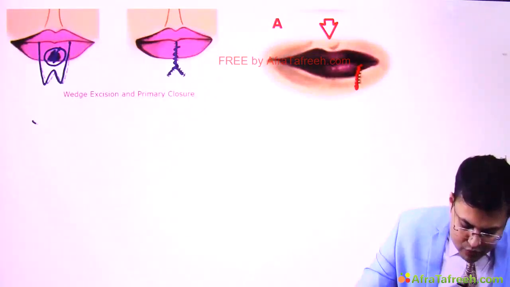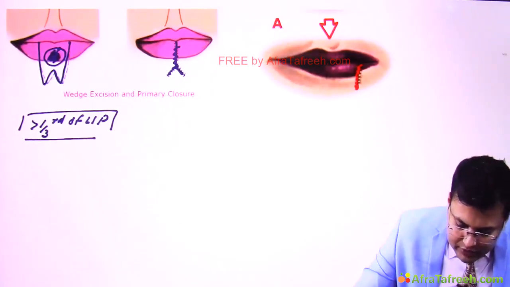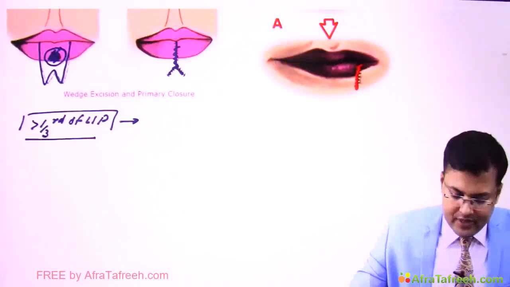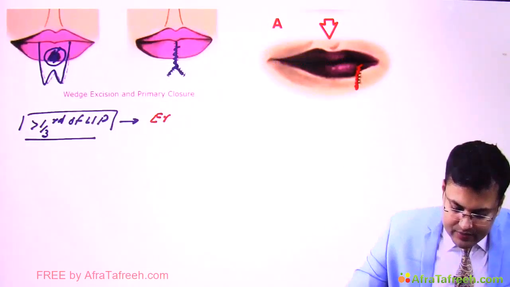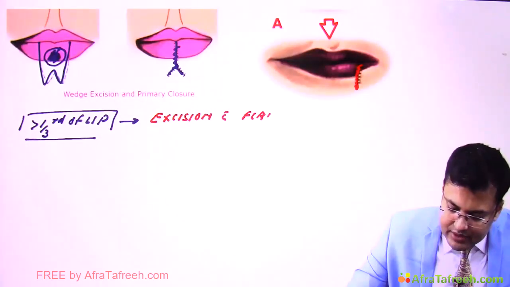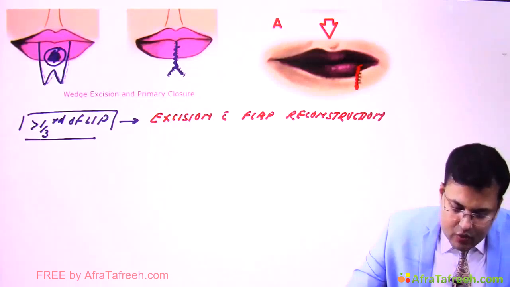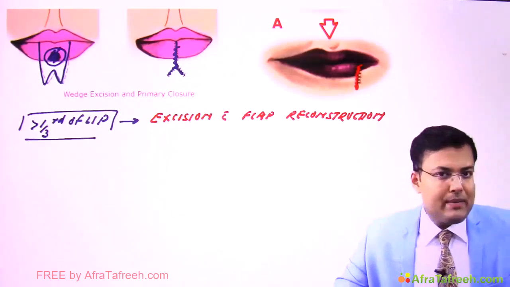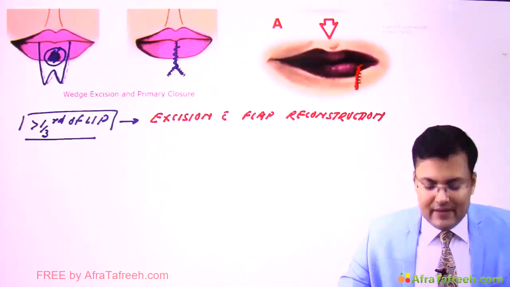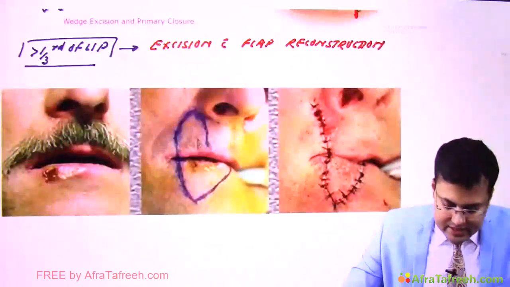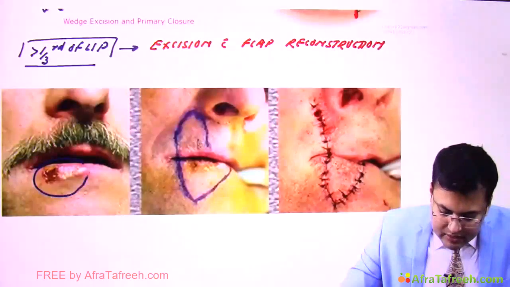Whenever more than 1/3 of the lip is involved by tumor, we go for excision with flap reconstruction. Generally, what is the most commonly used flap? It is Abbe-Estlander flap. In this patient you can see the malignancy involving more than 1/3 of the lip.